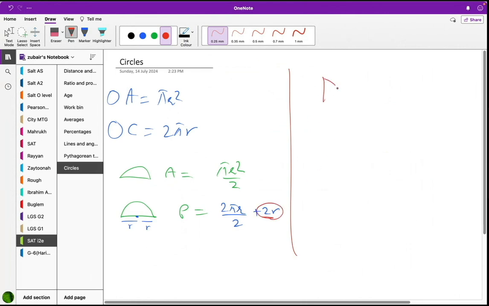And when we have a quadrant, the area again is pi r squared by 4. And what is the perimeter of this quadrant? Perimeter of the quadrant: 2 pi r over 4 plus 2r. That's right.